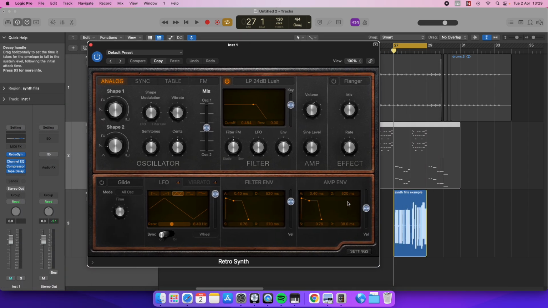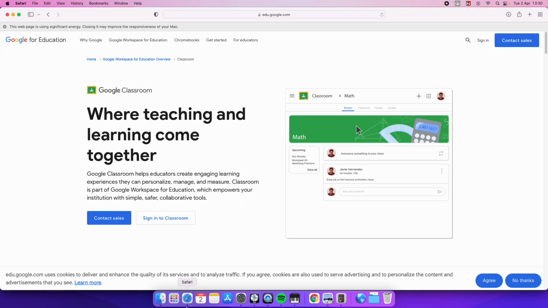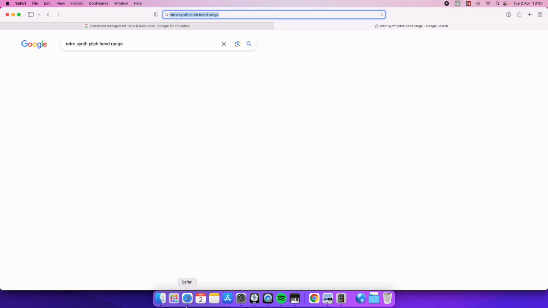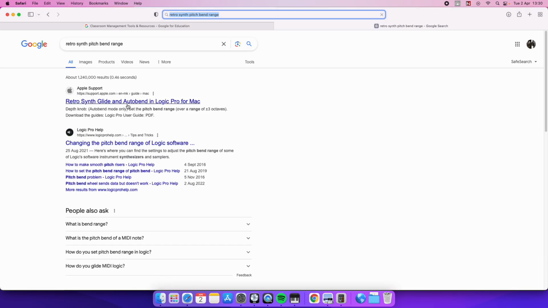Where's the pitch bend range on here? Actually, does this one have it? We need to take a look at the pitch bend range. Does the retro synth have a pitch bend range? Just a sec. Retro synth pitch bend range, because that's something we need to change. Retro synth glide and auto bend.